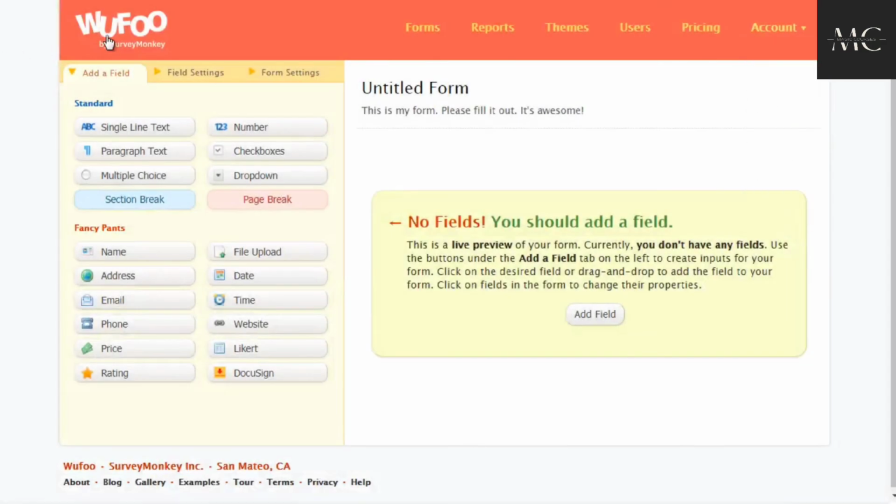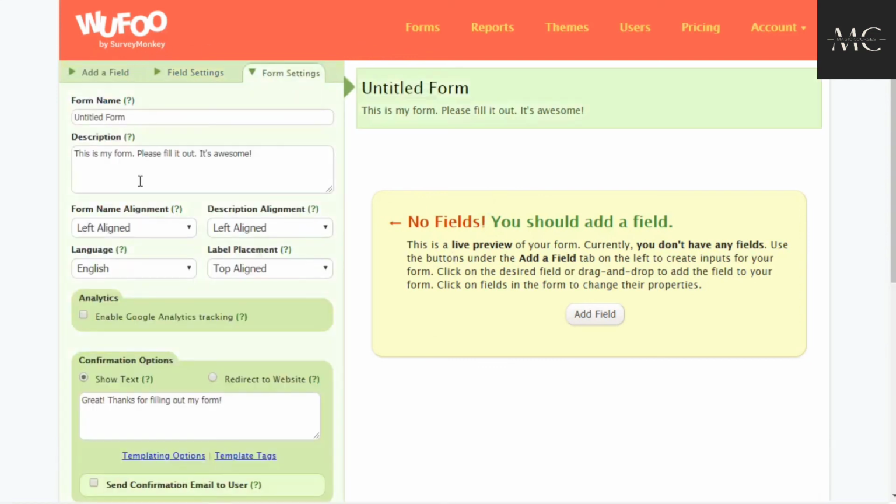Okay, so Wufoo.com is actually owned by SurveyMonkey.com, but we're using Wufoo here. And if you go here, you create a new form, you should see this page. Now, by default, you can edit the form settings, and that simply allows you to change the design, the alignment, and the form name and all that.